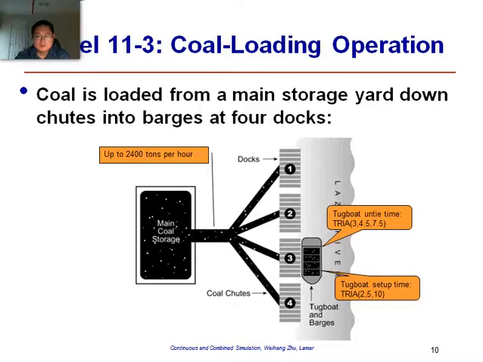Let's look at a more complex example of combined simulation. In this example, coal is loaded from a main storage yard down chutes into barges at 4 docks. Coal is loaded into the barges when they are available at the docks. A tugboat tows a few barges.